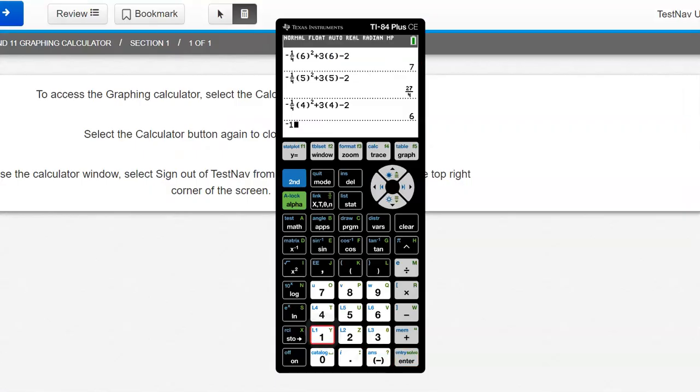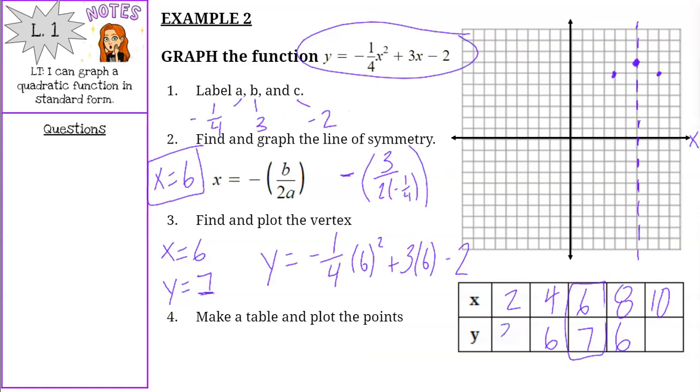I've got negative 1 over 4, parentheses, I'm going to put 2 plus 3 times 2 minus 2 equals, I get 3. So 3 and 3. So I'll plot those two, and then I have my parabola. And that is how you graph parabolas or quadratic functions. Please move into your practice.